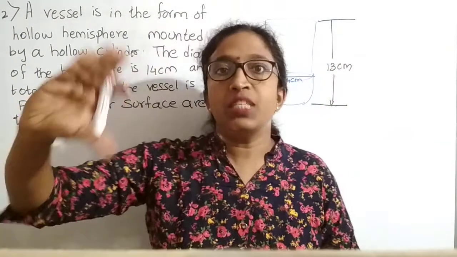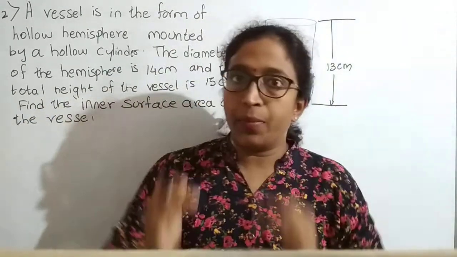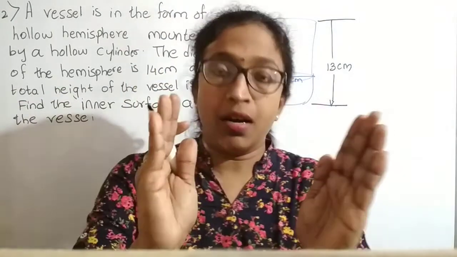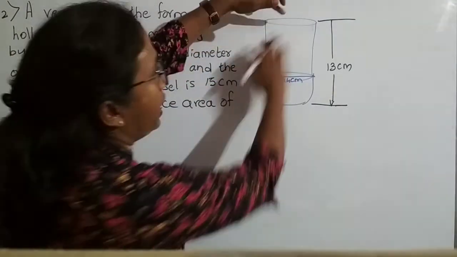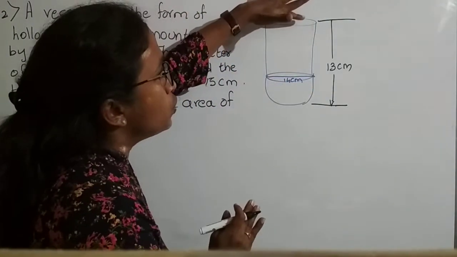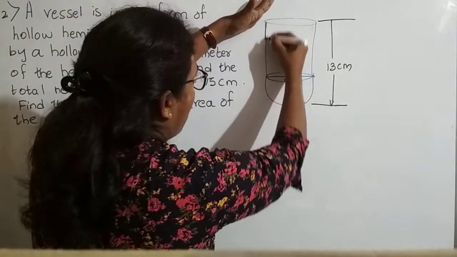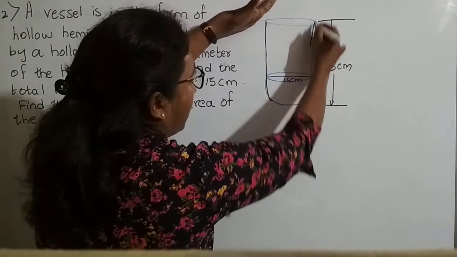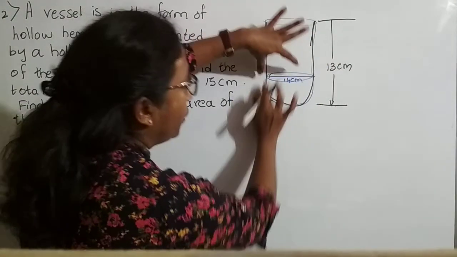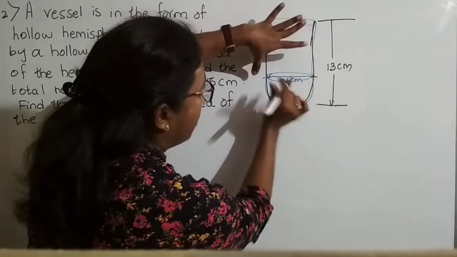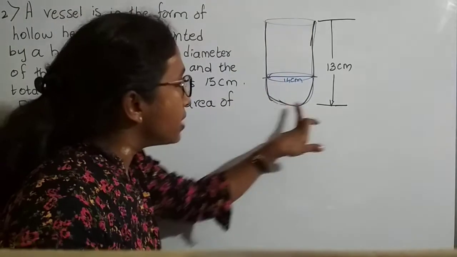Now since this vessel is made up of two objects, as we are learning combination, that is cylinder and hemisphere, we will find the surface area of the cylinder and the surface area of the hemisphere. Here we know it's a hollow cylinder, so here it is open, and down also it is one object, like a test tube. Till here it is a cylinder, here it is a hemisphere. So again it is open. So here we have to find the CSA of the cylinder and the CSA of the hemisphere.